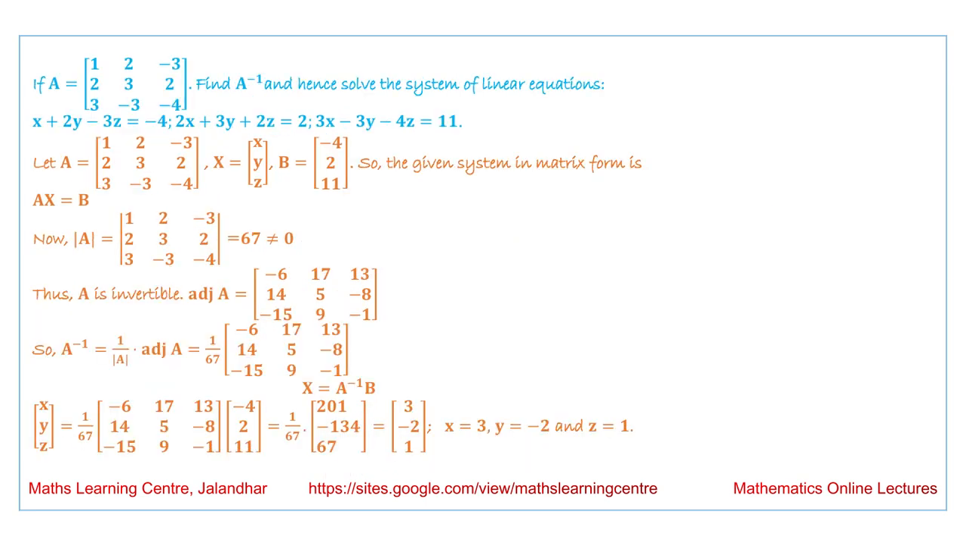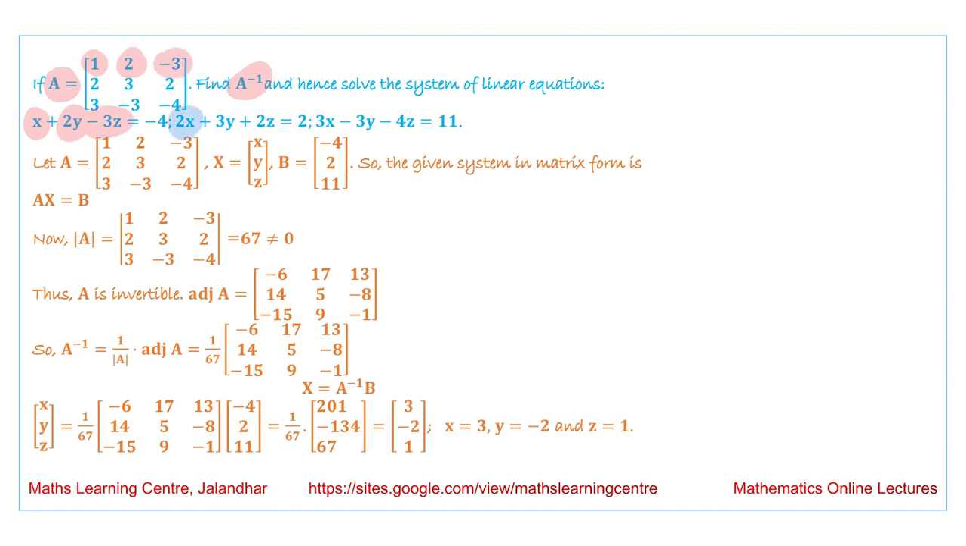Now in this next question, we are given a matrix A, these are the entries over here, and we have to find A inverse, and hence we have to solve this system of equations. If we look at this system of equations, we can see the coefficient of x over here is 1, the coefficient of y is 2, and the coefficient of z is minus 3.